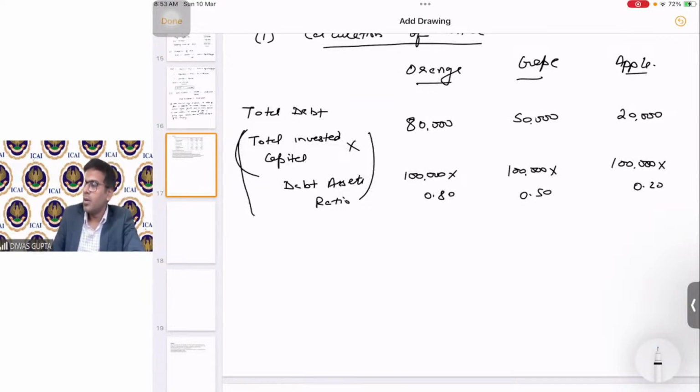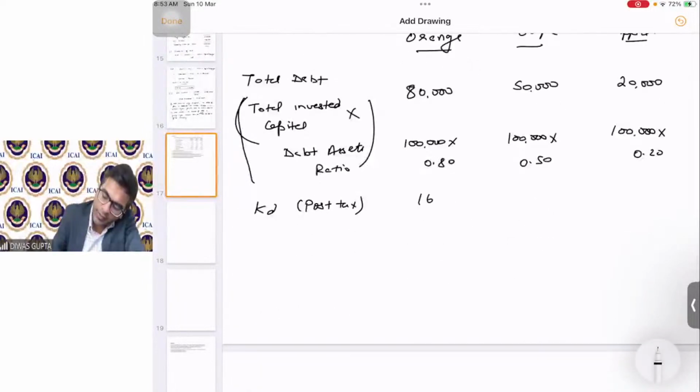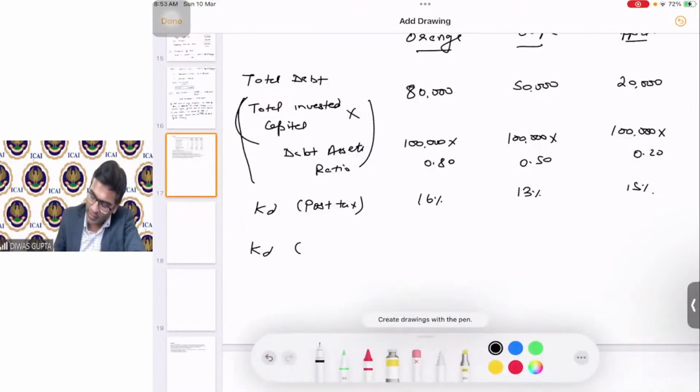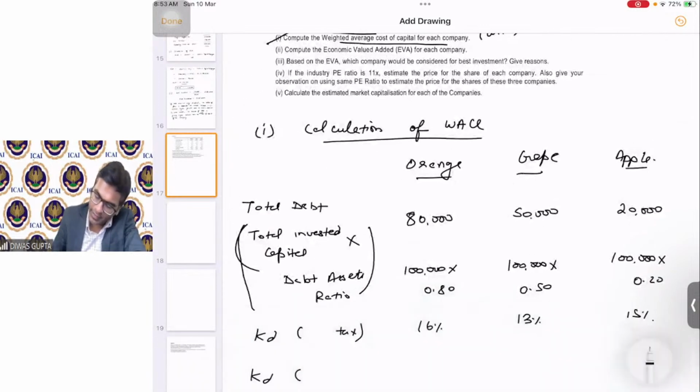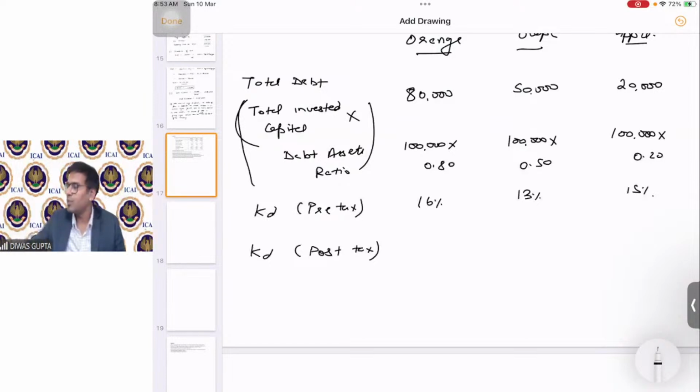Then comes cost of debt. Post-tax. How much is it given? 16, 13, and 15%, students. Sorry, this is pre-tax. It's not post-tax, this is pre-tax. KD pre-tax. Now, here comes the understanding. While calculating WACC, now tell me, students, will you consider cost of debt as pre-tax or post-tax? Come on, tell me, students.